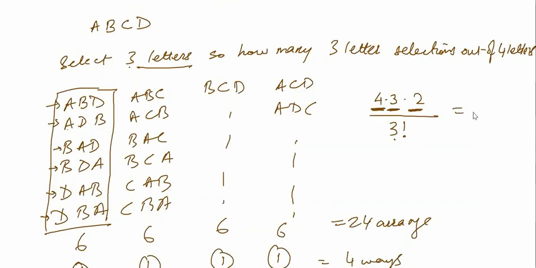And this 3 factorial is nothing but 6. So 4 into 3 into 2 upon 6 cancels out and gives you 4 ways of selecting 3 letters out of the 4 letters.